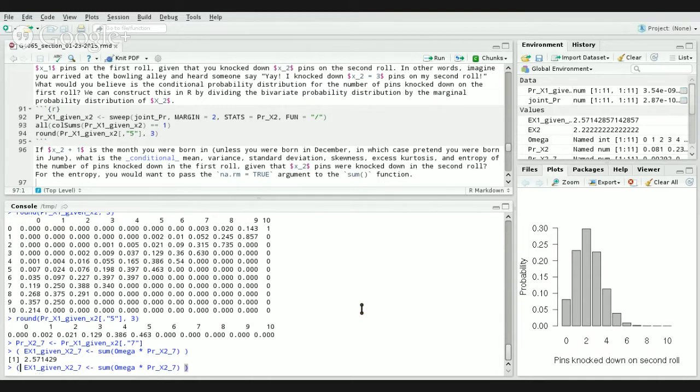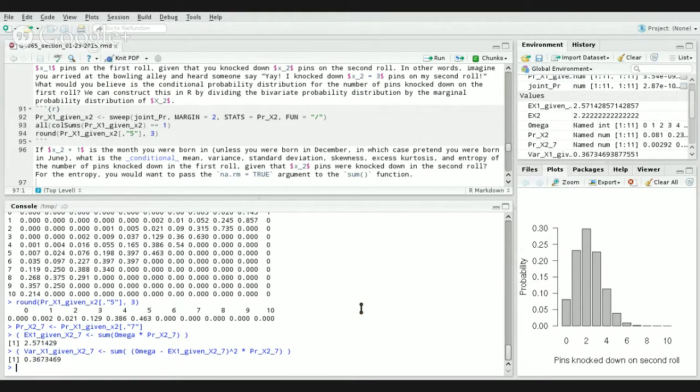Similarly, we can calculate the variance by considering a slightly different G function. Here we're going to subtract the conditional mean from each element of the sample space, square that, so that's our G function. Again, weight it by the conditional probability, sum over the entire sample space, assign that to an object, and print it to the screen.